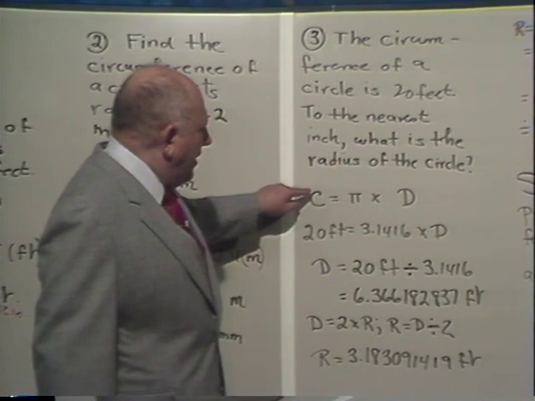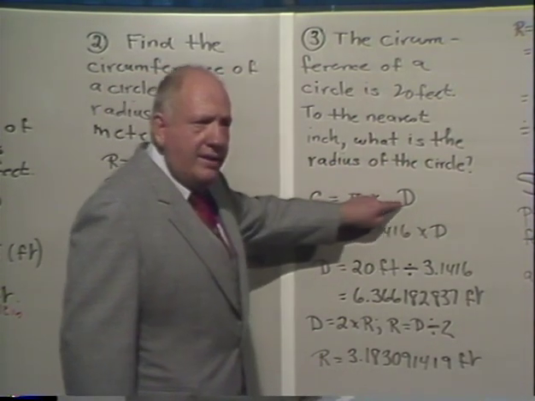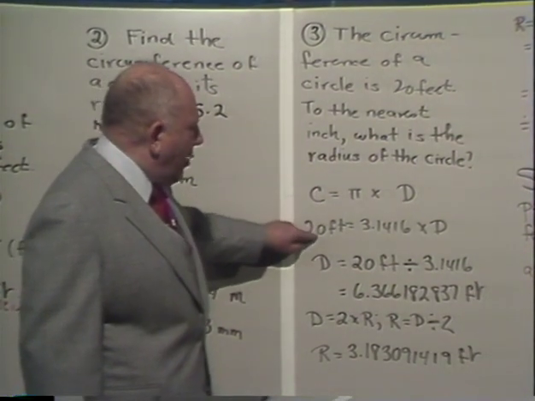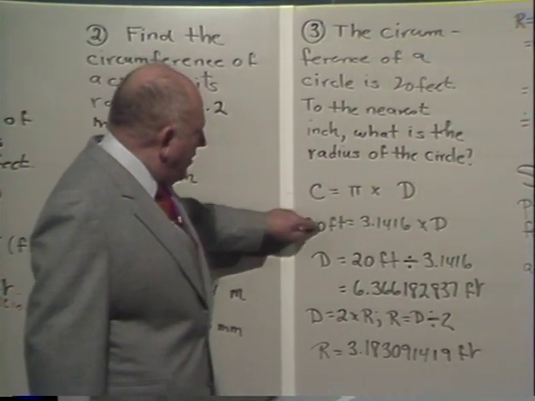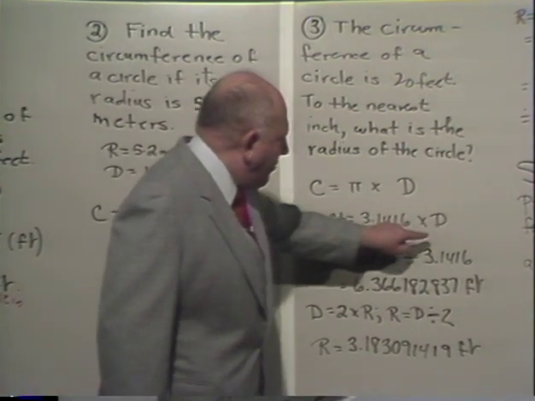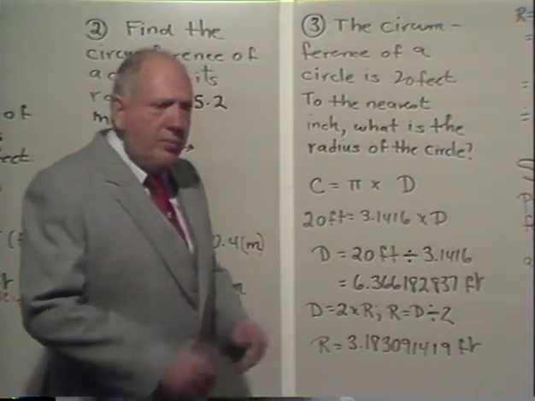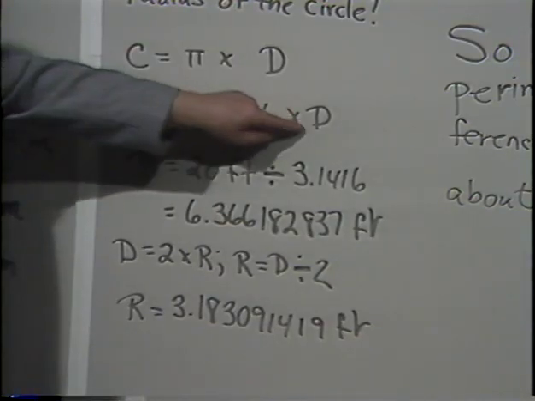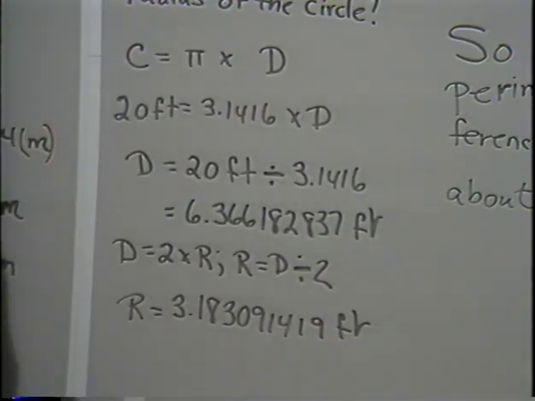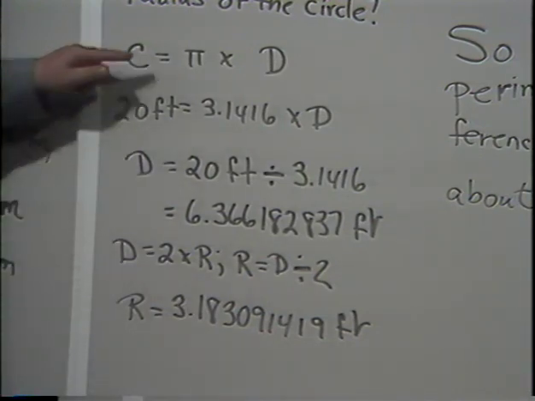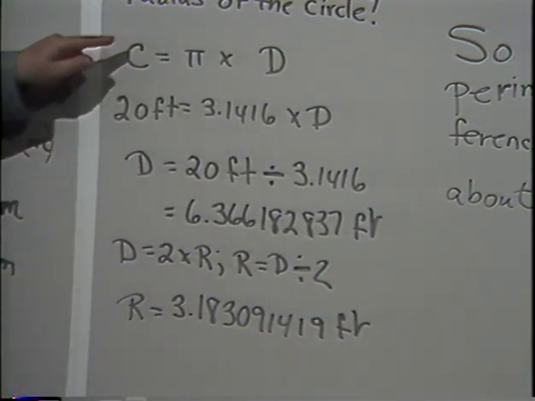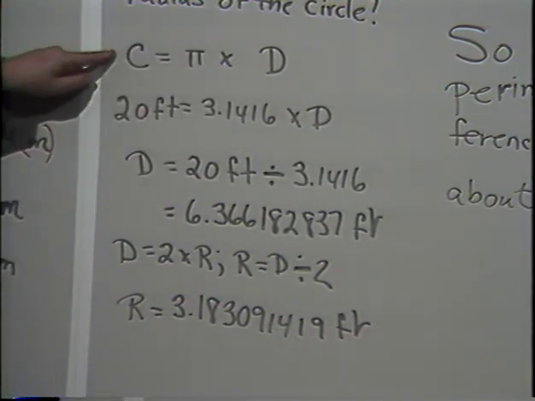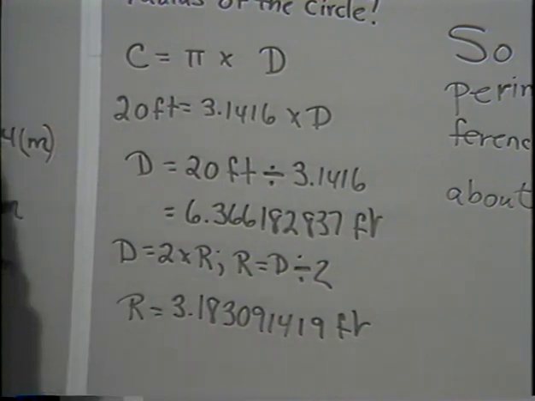If, on the other hand, I'm given C and I want to find D, isn't that what's happening in this problem? See, the 20 feet is what C is, not what the diameter is. To find the diameter, it looks like a multiplication problem, but I'm going to have to divide. So because I'm given the answer and want to find out what one of the factors is, now it's called algebra. You see, the formula by itself is neither arithmetic nor algebra. But if I'm given D and want to find C, that will be arithmetic. If I'm given C and I want to find D, that will be algebra.